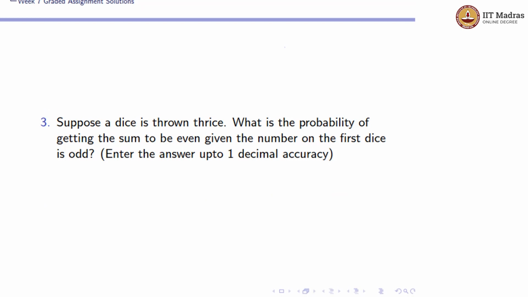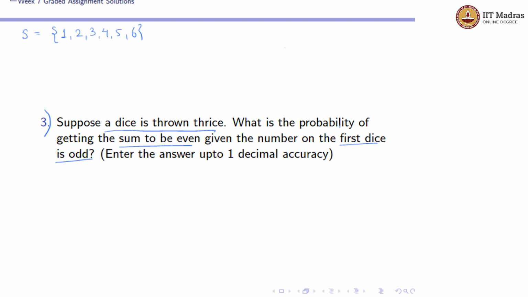So this is our third question. Suppose a dice is thrown thrice. What is the probability of getting the sum to be even given the number on the first dice is odd? So a dice has been thrown 3 times. For each throw, our sample space is 1, 2, 3, 4, 5, 6. The same for the second throw, the same for the third throw. The outcomes are going to be 1, 2, 3, 4, 5, and 6.